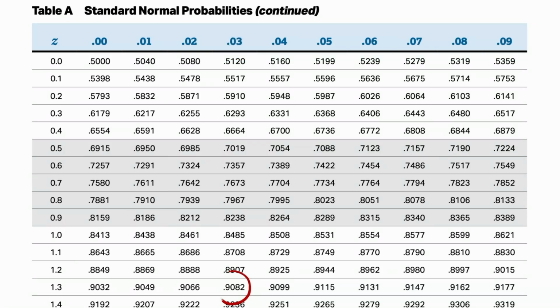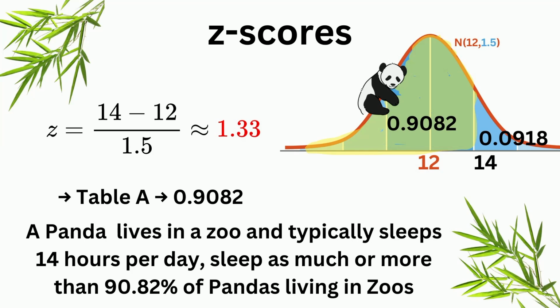When we do that, we find a probability of 0.9082, which means that 90.82% of pandas living in zoos sleep as much or less than this panda. Because the area under the curve sums to 100%, all pandas living in zoos' sleep times are represented. We know that 1 minus 0.9082 gives us 0.0918, and so that would be the probability that some panda would sleep more than this panda.